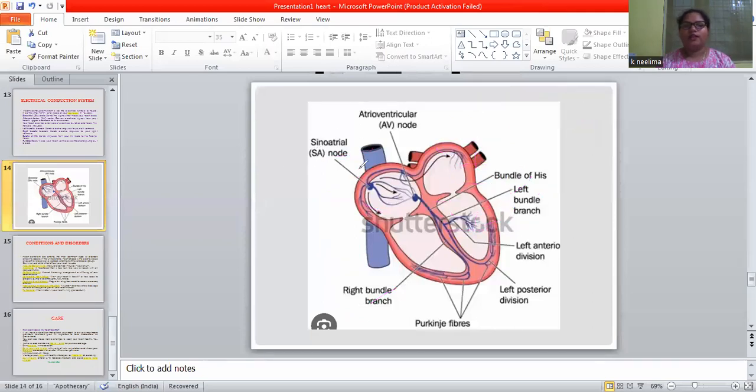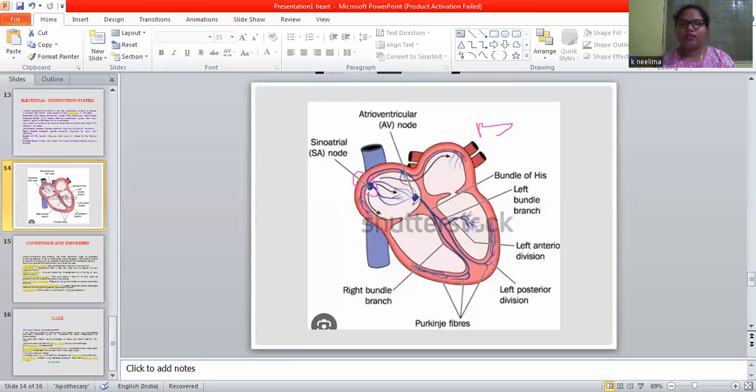See, this is the sinoatrial node. Where does it arise from? It is below the superior vena cava, and arises from the right atrium. From the right atrium, the impulse goes first to the left atrium through what is called Bachmann's bundle, and then the impulse goes to the atrioventricular node.